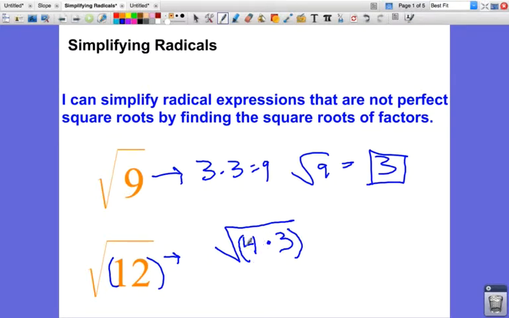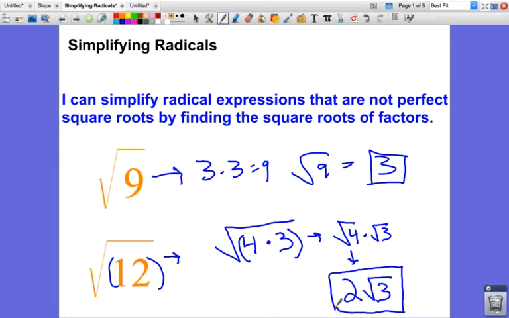If we take a look, 4 is a perfect square. So really what's happening is this is the same thing as the square root of 4 times the square root of 3. Once we have multiplication underneath the radical symbol, we can split it up into two separate pieces. Now the square root of 4, I can simplify, because the square root of 4 is 2. The square root of 3, I cannot simplify. So the square root of 12 is equal to 2 times the square root of 3.